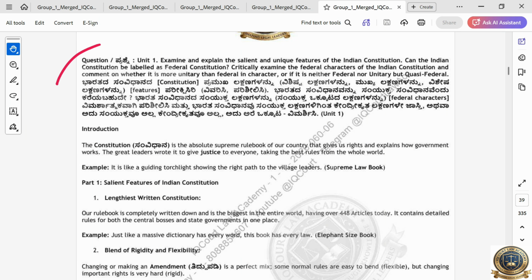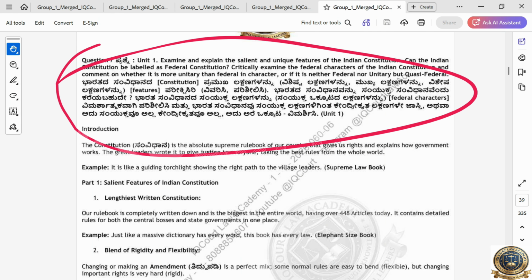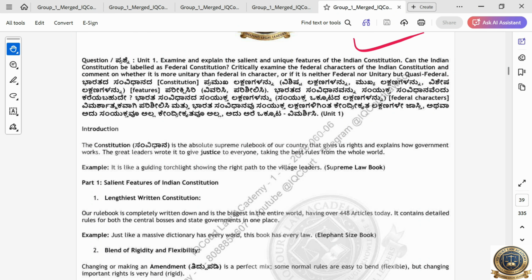This is the first question of our study material. Examine and explain the salient features, unique features of the Indian Constitution. Can the Indian Constitution be labeled as a federal constitution? Critically examine the federal characteristics of the Indian Constitution and comment on whether it is more unitary than federal in characteristics, or if it is neither federal nor unitary but quasi-federal.